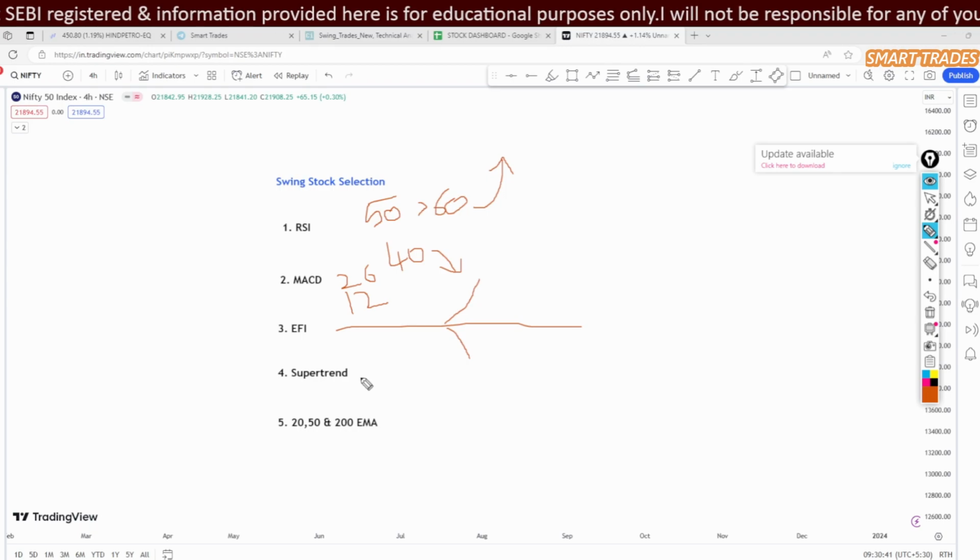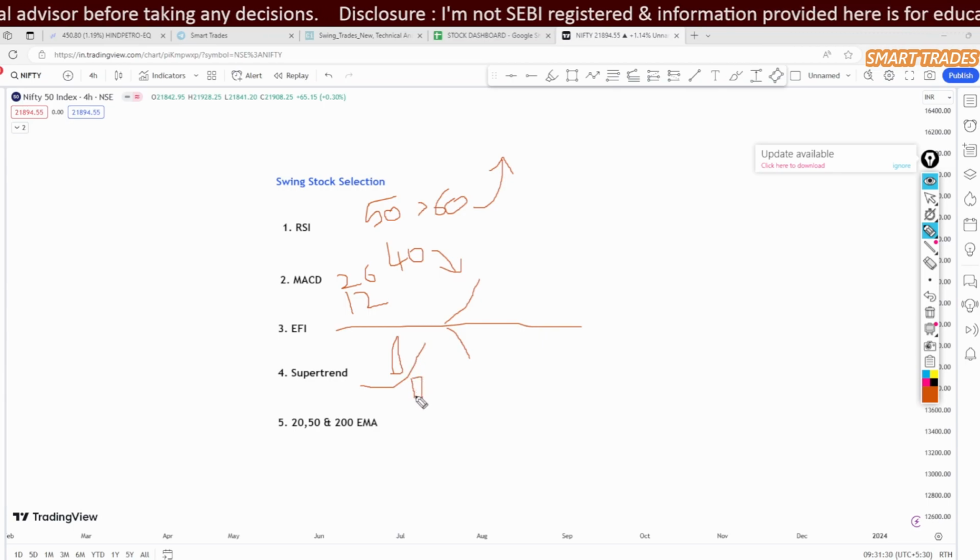The next one is the super trend. Hope everyone knows about the super trend. Super trend is an excellent indicator, guys, to identify the existing trend. If it is positive, it should be showing in a bullish green color, and you will be closing above this super trend. If it is closing below this super trend indicator, the stock will become bearish. So we will be using this super trend as an indicator in this swing stock selection, and we will be taking only the stocks above the super trend.